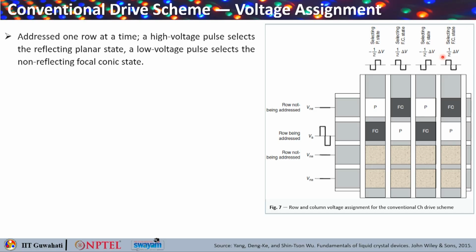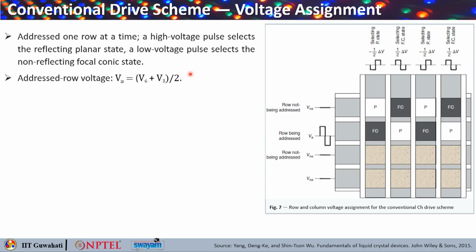So let us see how the conventional drive scheme looks. In a conventional cholesteric liquid crystal drive scheme, pixels are addressed one row at a time using row and column voltages together. A high voltage pulse selects the reflecting planar state, and a low voltage pulse selects the non-reflecting focal conic state.